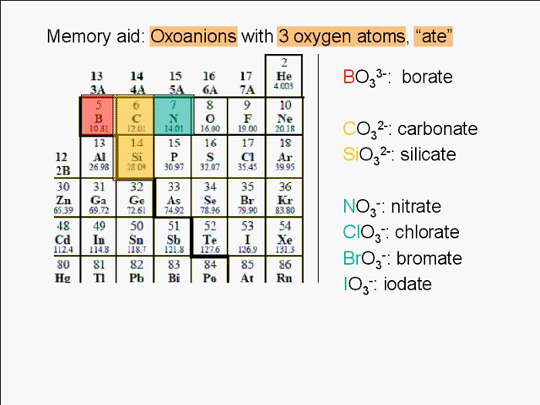Here's nitrogen. Chlorine, bromine, and iodine. Nitrate, chlorate, bromate, and iodate all have a charge of -1.